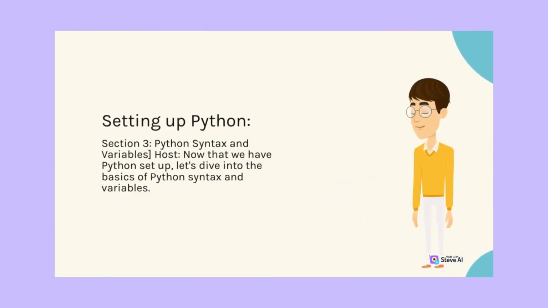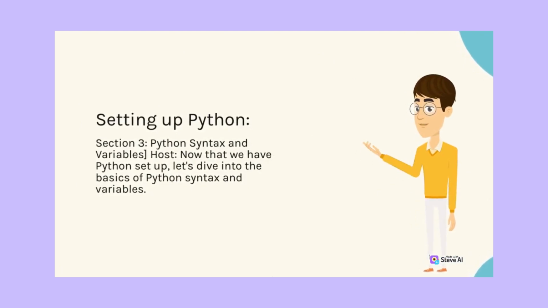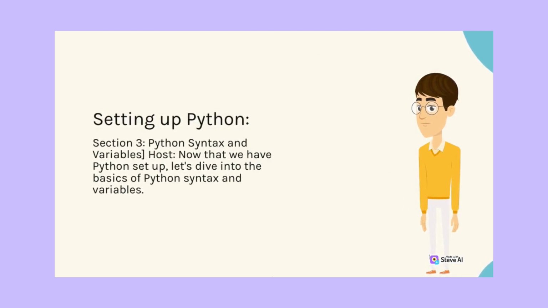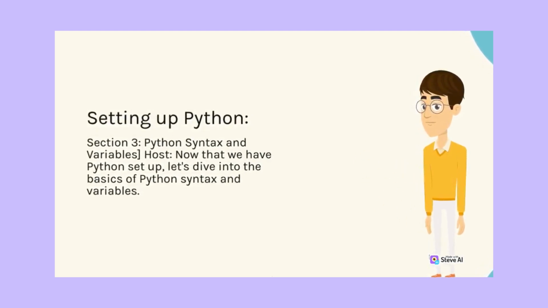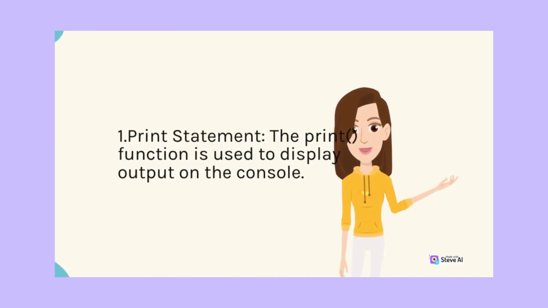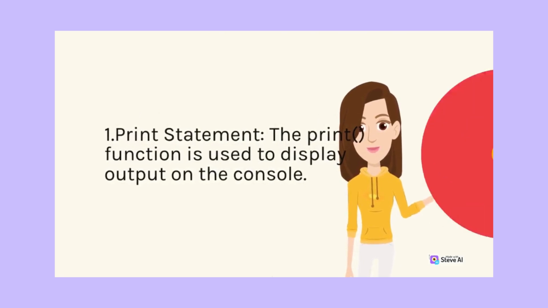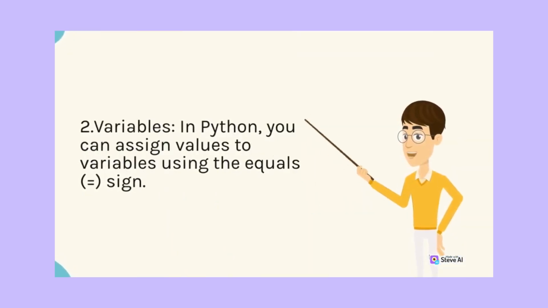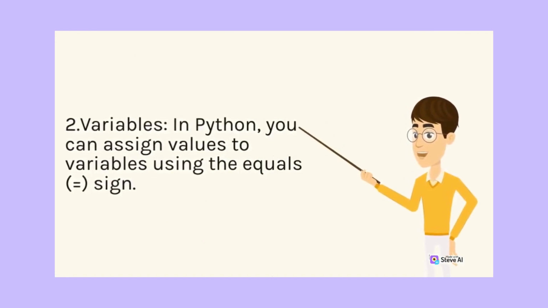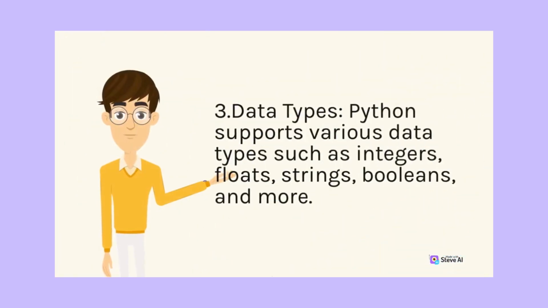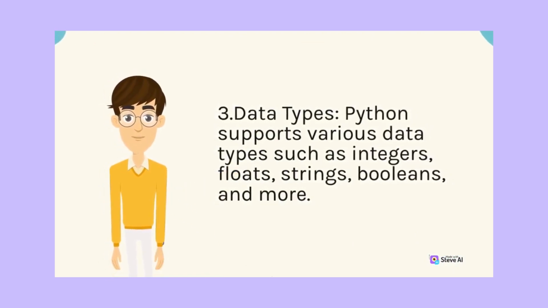Section 3, Python Syntax and Variables. Now that we have Python set up, let's dive into the basics of Python syntax and variables. 1. Print statement. The print function is used to display output on the console. 2. Variables. In Python, you can assign values to variables using the equals sign. 3. Data types. Python supports various data types such as integers, floats, strings, booleans, and more.